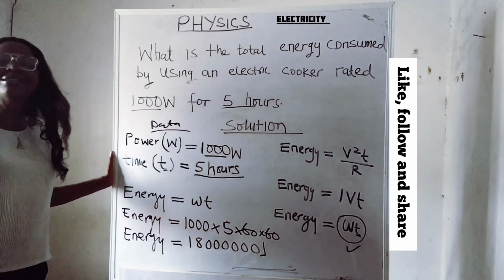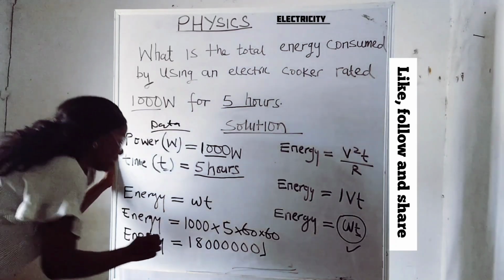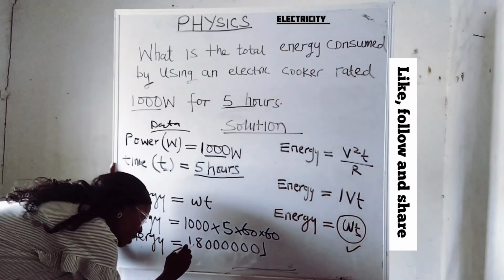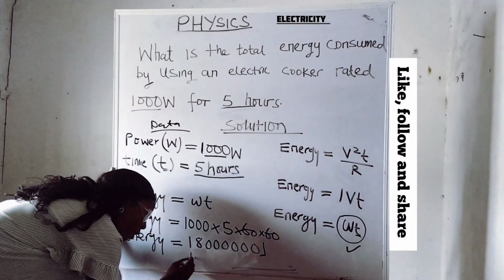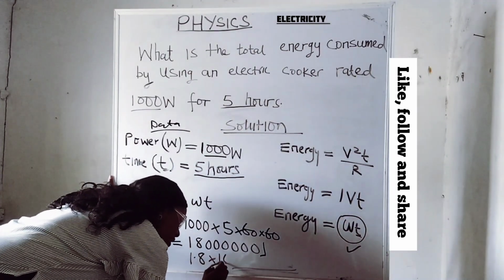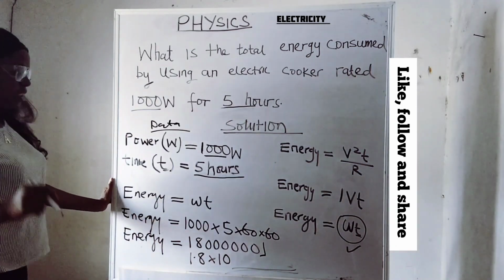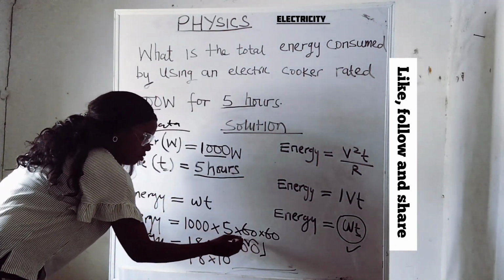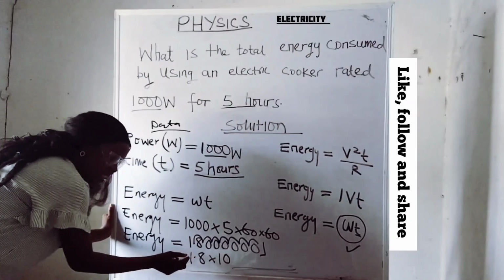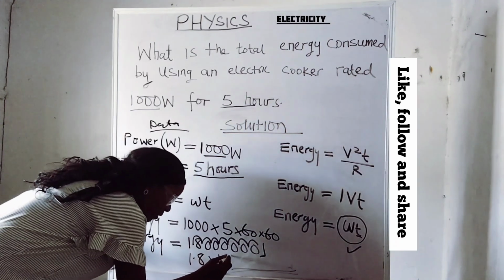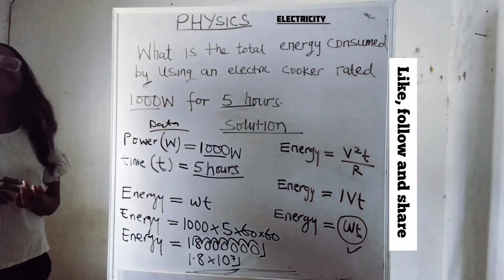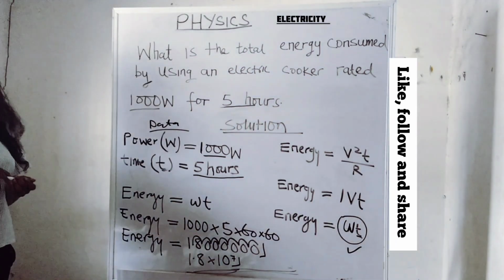But if you are not comfortable with all the zeros, if you don't want to leave it like this, you can convert it to standard form. I want to convert this answer to standard form. It will be 1.8 times 10 raised to power what? Watch and see. I'll start from here: 1, 2, 3, 4, 5, 6, 7. This is where I put the point. So it will be 1.8 times 10 raised to power 7 joules. Answer. I hope you understand.